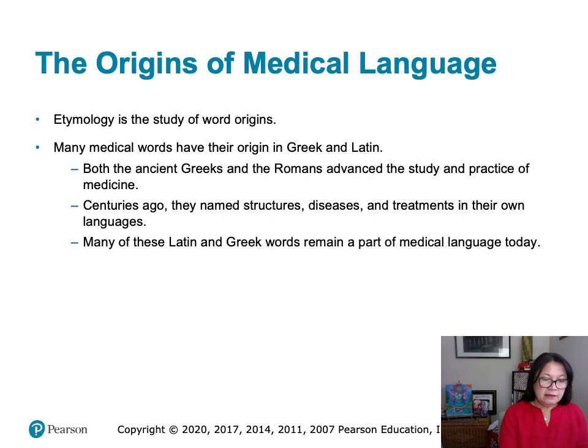So where did it all begin, medical language, that is? It is the etymology. Etymology is the study of word origins. Many medical words have their origin in languages other than English, particularly Greek and Latin. This is the case because both the ancient Greeks and the Romans advanced the study and practice of medicine. Centuries ago, they named anatomical structures, diseases, and treatments in their own languages, and many of these Latin and Greek words remain a part of medical language today. You may be surprised to find out how many of these Latin and Greek words you already know.